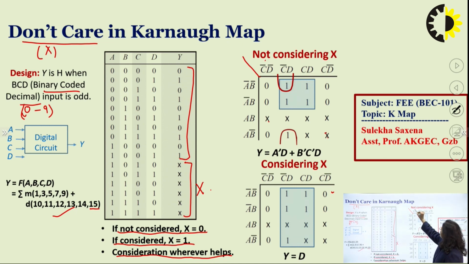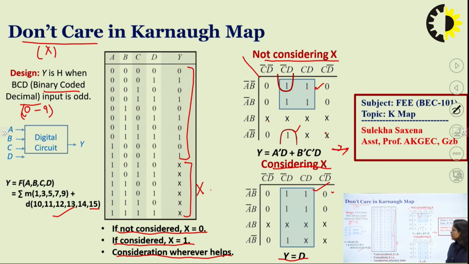If we do not consider don't care, then there will only be one quad and one pair. But if we consider the don't care terms, then there is a group of 8 ones, that is an octet. So by considering don't care terms in the expression, we will be able to form larger groups, which will give the expression in minimum form.